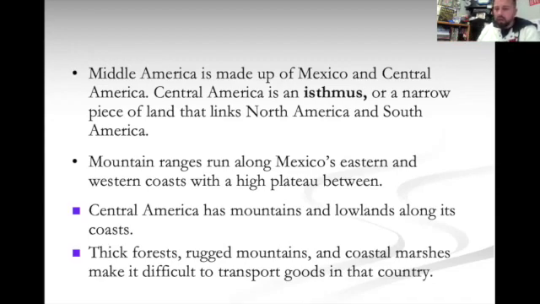You look at Central America, lots of mountains, lots of lowlands, lots of valleys, and then thick forests, rainforests, and coastal marshes. All of this makes it rather difficult to transport goods in this area. Once we get into Mexico and Central America, we're going to be talking about all the countries and the economics that make that area up. And frankly, some of the challenges that come with the human environment interaction that goes with that.